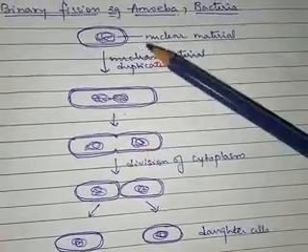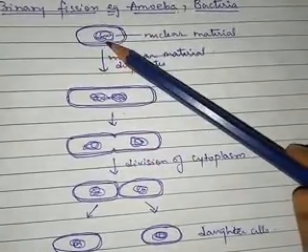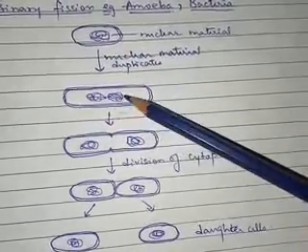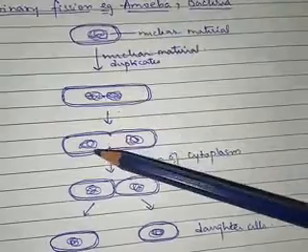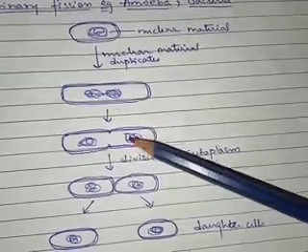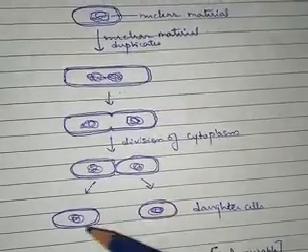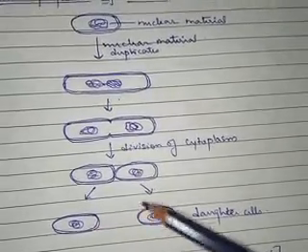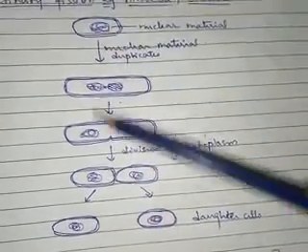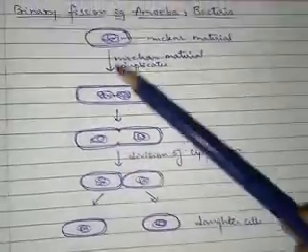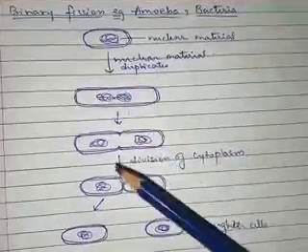See, this is the parent cell. The parent cell grows in size. After it grows in size, the nuclear material divides into two and is distributed into two different daughter cells. Now you have two different individuals produced from one single cell, and this is called binary fission, because from one cell two cells are produced. That is why it is binary fission.